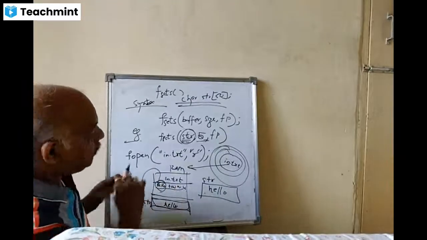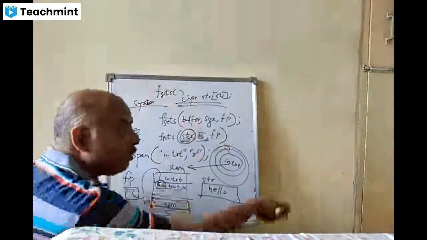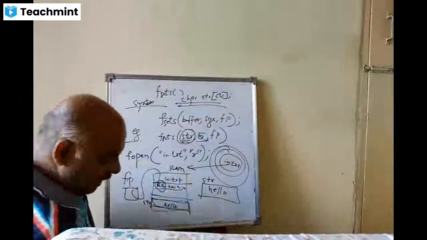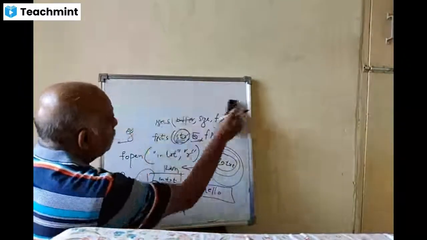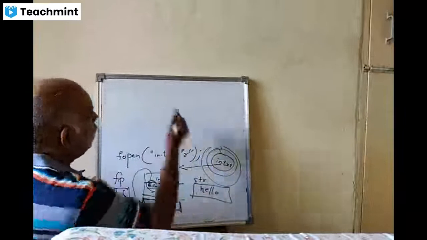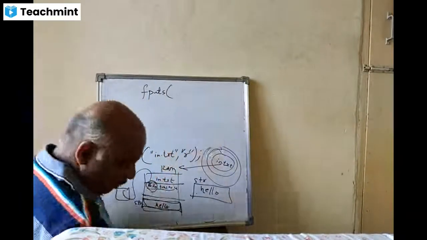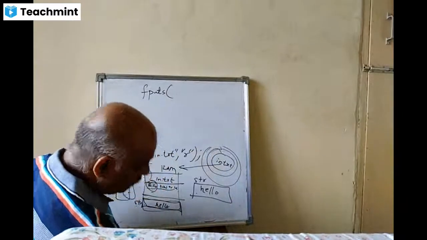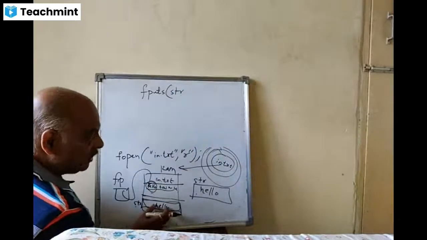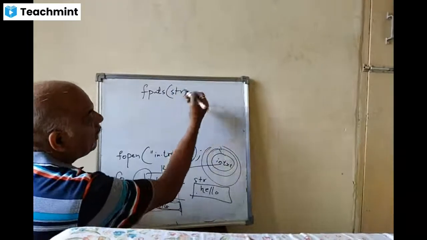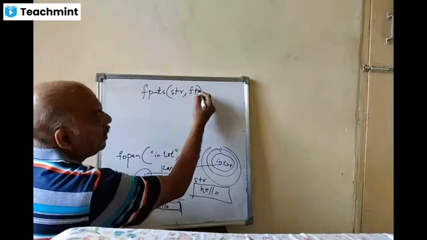fputs is just the opposite of this. From the memory, it is transferred to the output file. I will explain this, the opposite of this, fputs. How does fputs work? The name of the character array is in RAM. Now this hello has to be transferred. That is the buffer, comma, then the output file pointer, which may be FP2.